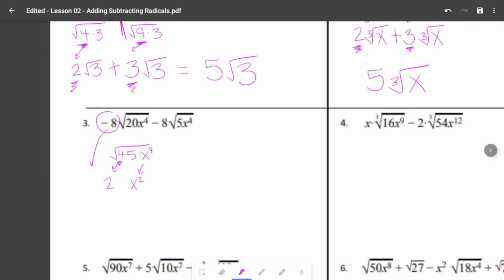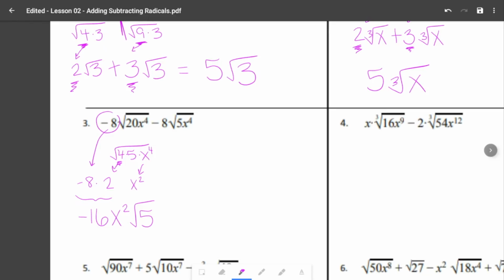And don't forget, there was a -8 there that will multiply with this 2. So the things that came out, -8 times 2, we get -16 x squared, since that was a perfect square, it came out. And then the 5 is the only thing that is left inside of this radical.